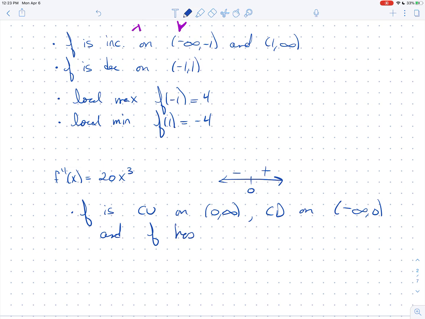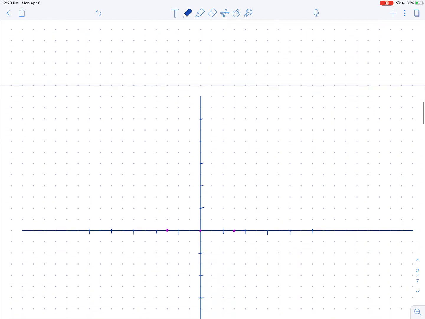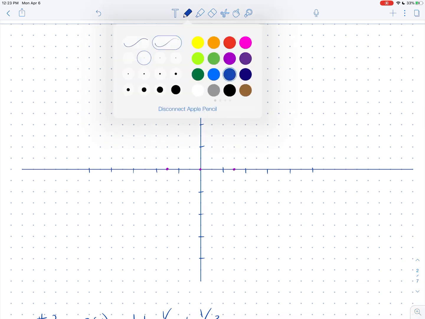And f has an inflection point at x equals 0. Well, we know that x equals 0. When I plug it in, I get out 0. And so this is just the point of inflection. The actual point is 0, 0. So at this point in the game, you're ready to put it all together and sketch a graph of this guy. So let's draw our picture.